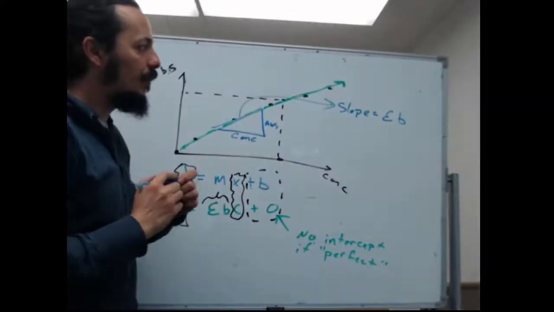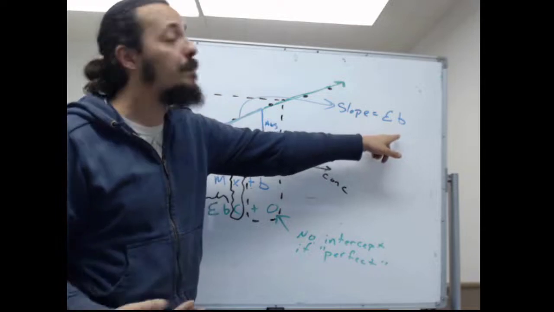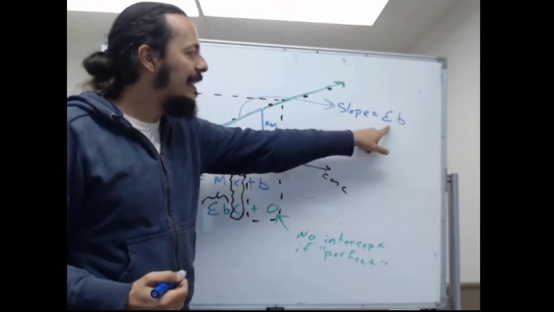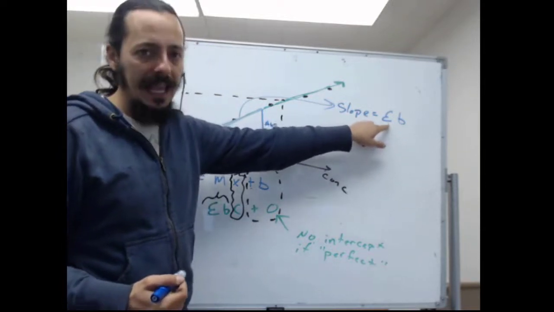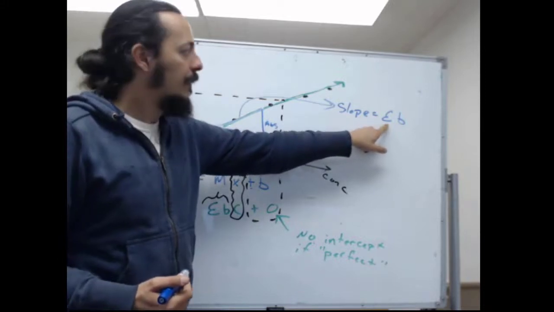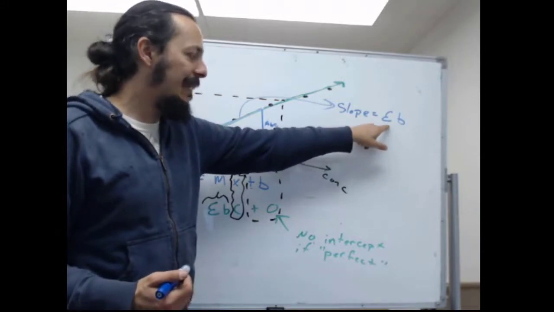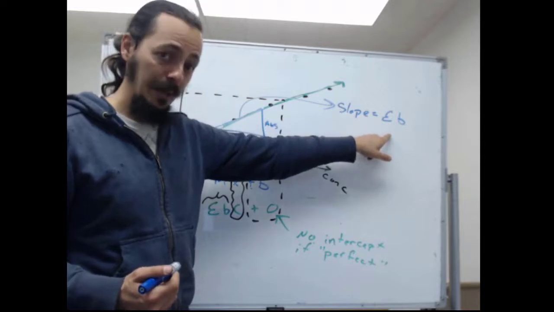epsilon times b, where b is the path length. That gives us some experimental information. But epsilon is really a property of the chemical compound we're looking at. So this epsilon is actually getting us information about how that chemical compound behaves.